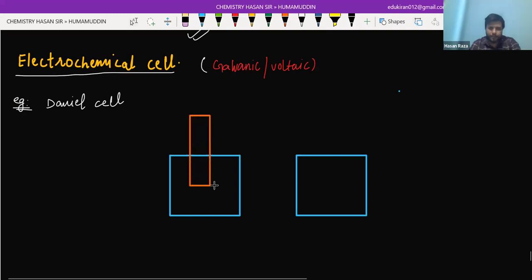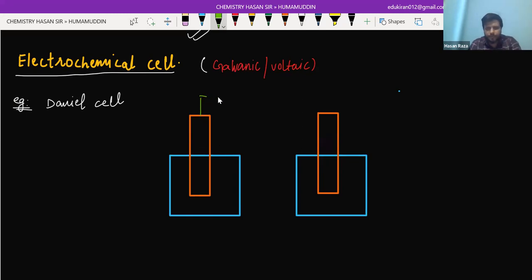There is an electrode like this, and another electrode here. I'm just giving you an example, and I'm making the diagram clearer so that it will not be hodgepodge. And this is connected. Let's say this is your voltmeter. Now, this topic is very important regarding this chapter, like the Kohlrausch law.